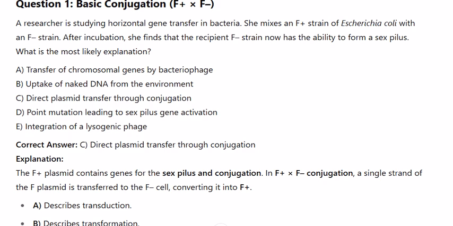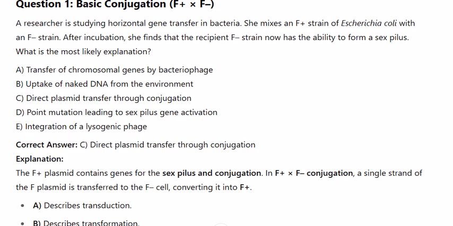A. Transfer of chromosomal genes by bacteriophage. B. Uptake of naked DNA from the environment. C. Direct plasmid transfer through conjugation. D. Point mutation leading to sex pilus gene activation. E. Integration of a lysogenic phage. Correct answer: C. Direct plasmid transfer through conjugation.